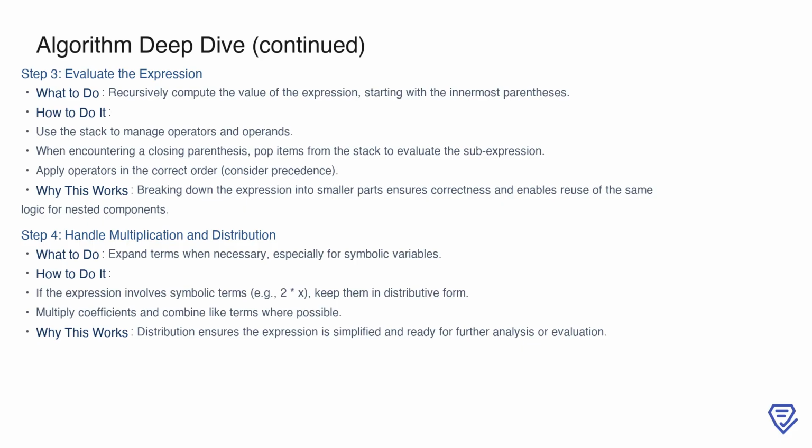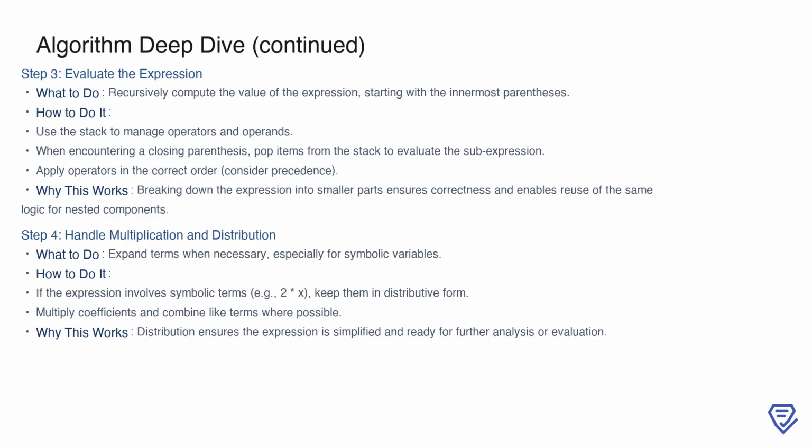By applying operators in the correct order, we ensure that the computation adheres to mathematical rules. This recursive breakdown not only ensures accuracy but also enables us to apply the same logic to nested components of the expression. Beyond evaluation, we also need to handle multiplication and distribution, especially when dealing with symbolic terms. For instance, if the expression includes something like 2 multiplied by a variable, we keep it in distributive form. Additionally, we combine like terms whenever possible, ensuring the expression remains as simplified as it can be.